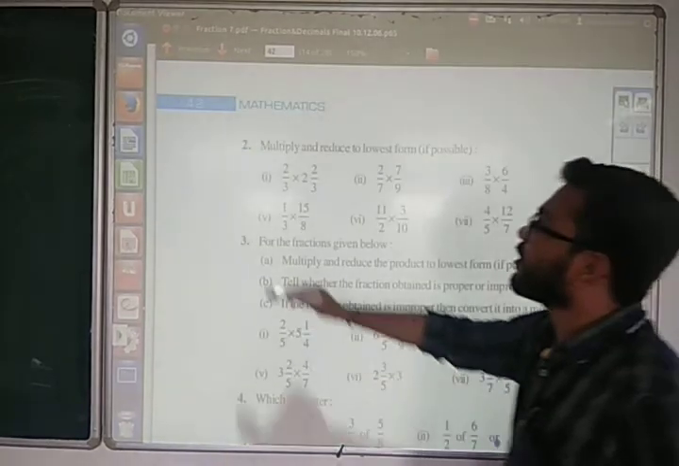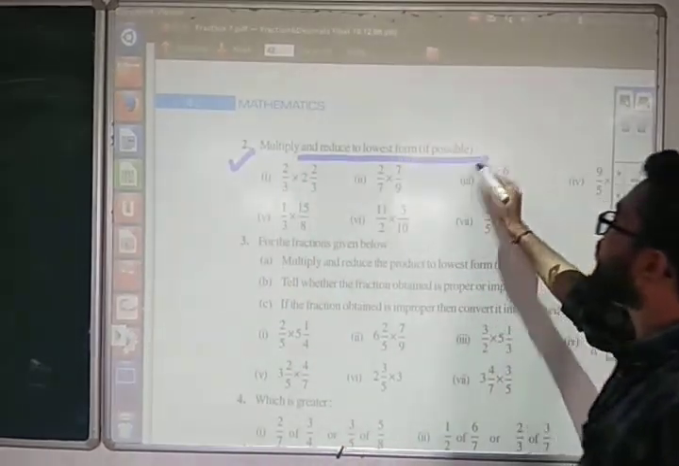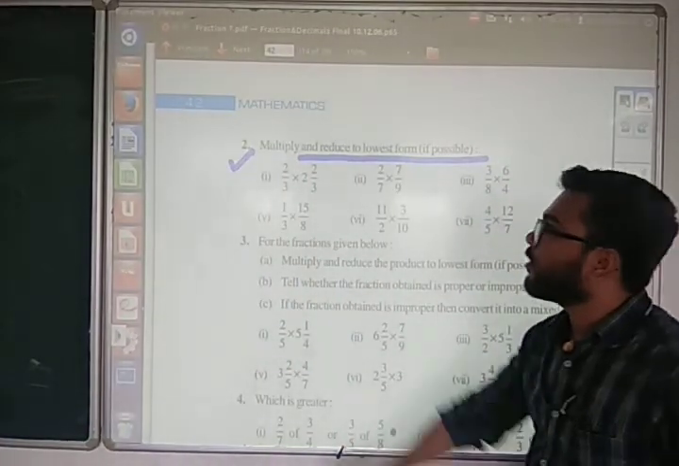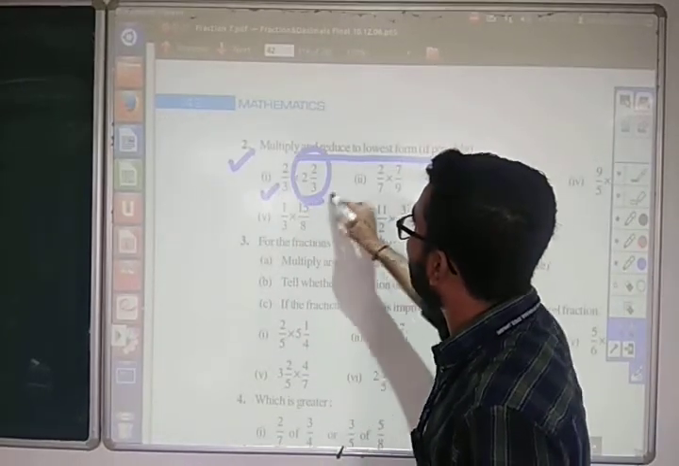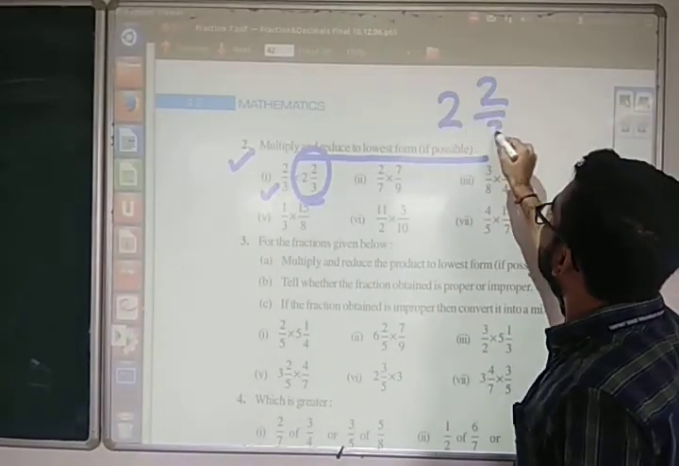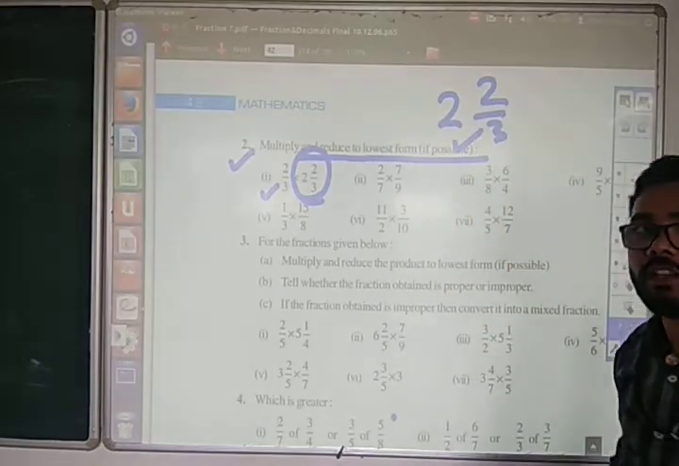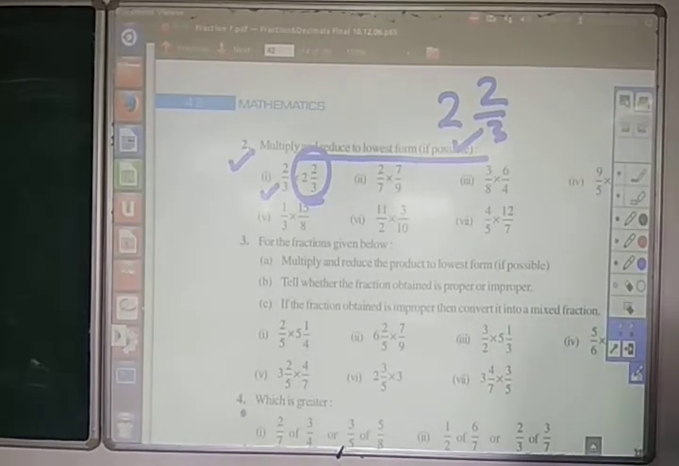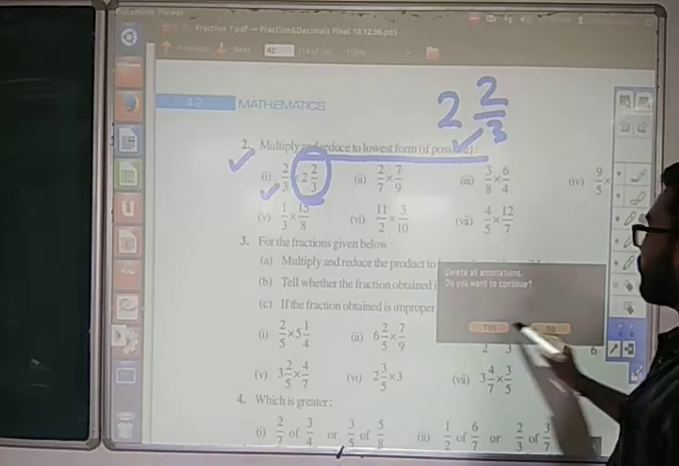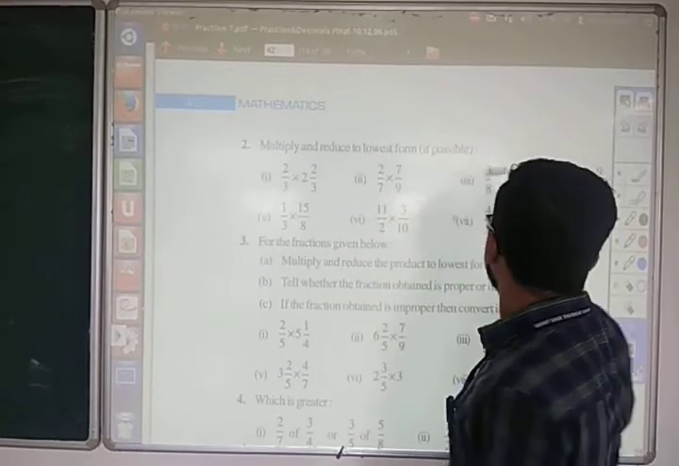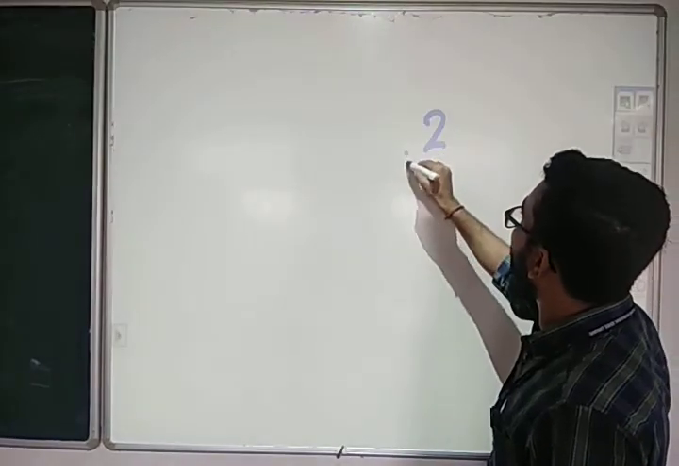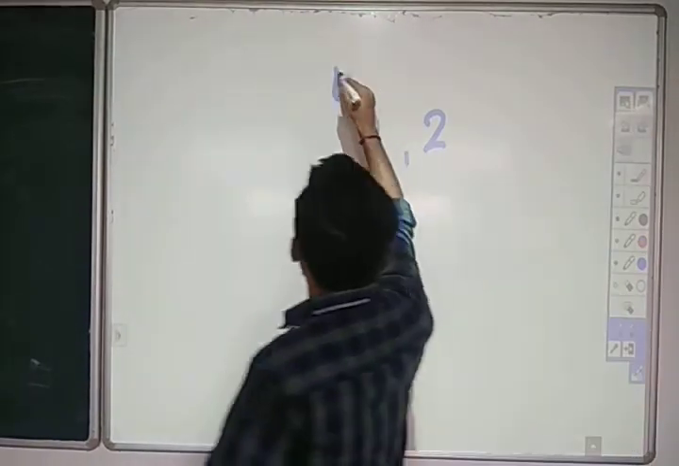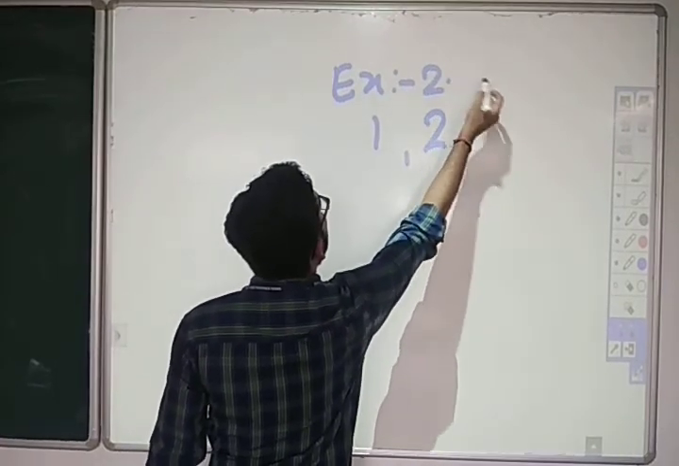Similarly in question number 2 it is given that you need to multiply and reduce to lowest form. Okay, a mixed fraction is given, 2 integer 2 upon 3. First you need to convert this mixed fraction into an improper fraction, then a new fraction will come and that new fraction will be multiplied. So in this way you can solve question number 2. So homework is question number 1 and 2 of exercise 2.3.